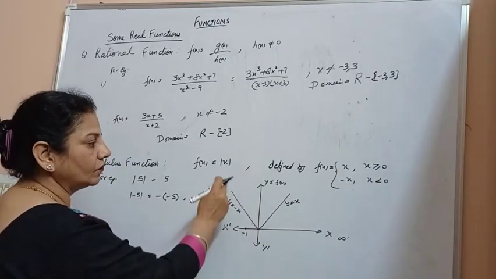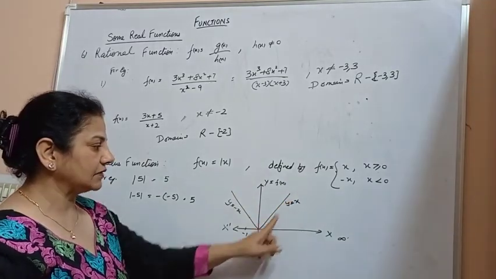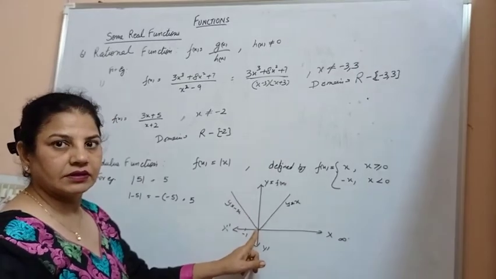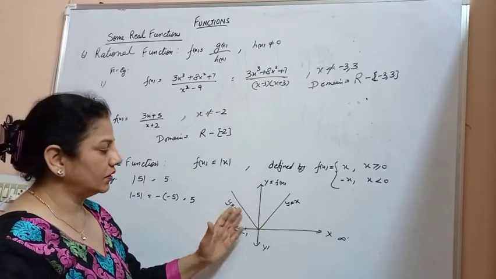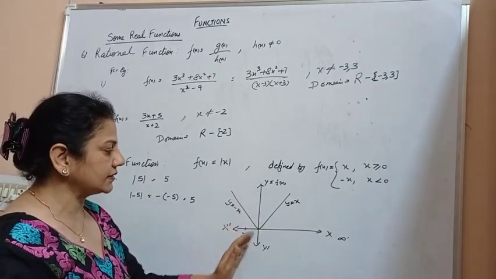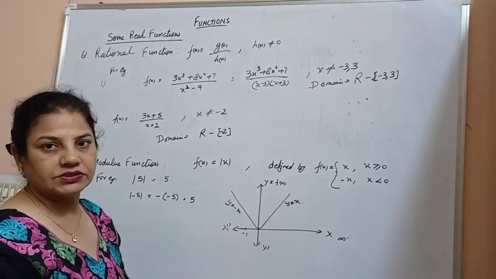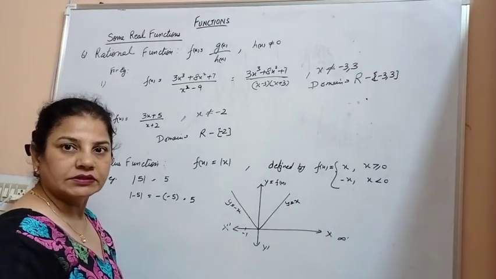So the graph of the modulus function is in the shape of V. For y = minus x, the graph is on the negative side of the x-axis and inclined at 45 degrees to the x-axis, and here also y = x. The graph is a straight line. So it gives the shape of a V in this particular case.